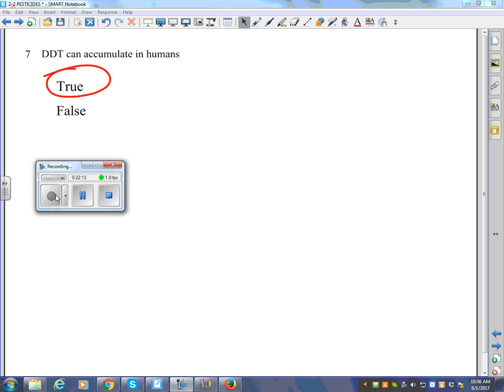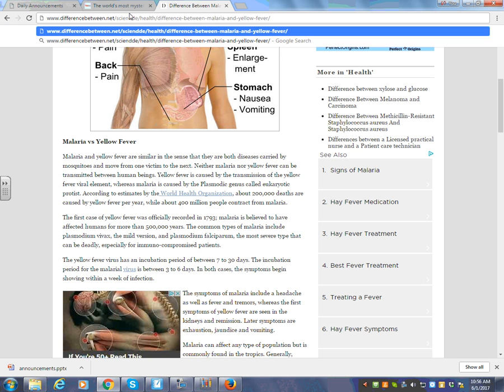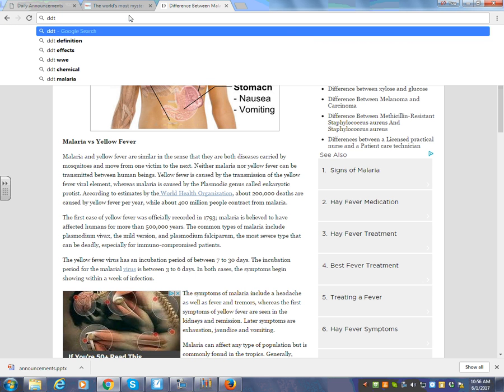So DDT is still banned in Canada. Let's just see here. DDT. I wonder where else it's banned. DDT ban.